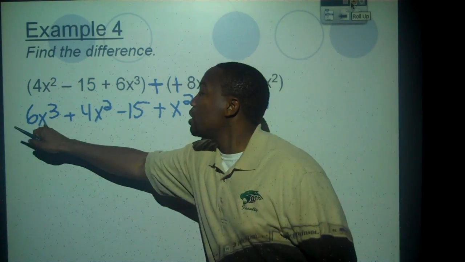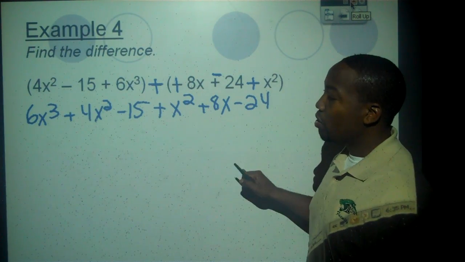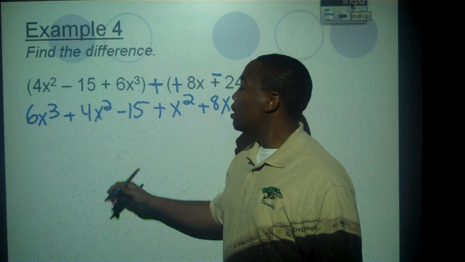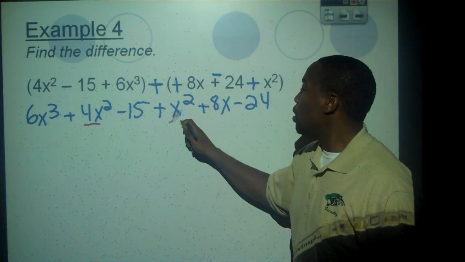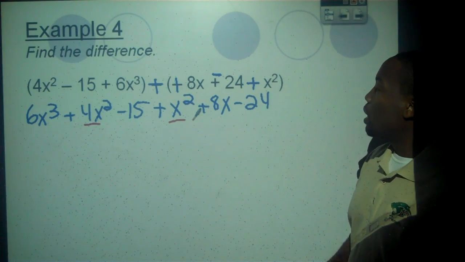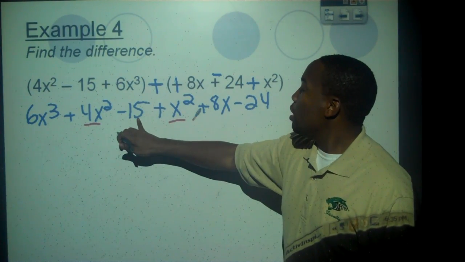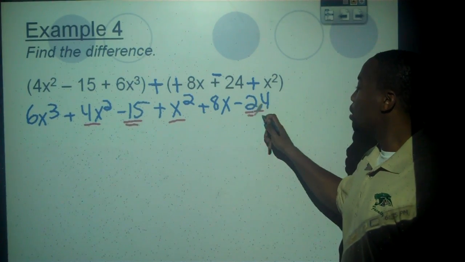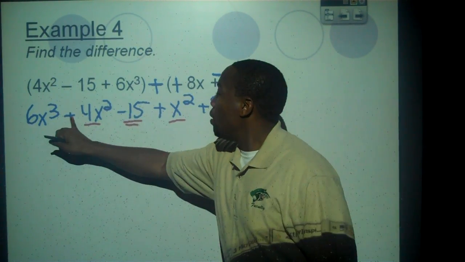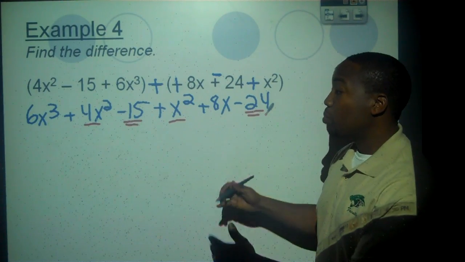So 6x to the third. Do I have anything like 6x to the third? No. I'm going to leave that like it is. What about 4x squared? I'm going to underline that one once. Now what about negative 15? I'm going to underline this one twice. So as you see, I don't have anything else that's going on. So let's bring everything down.